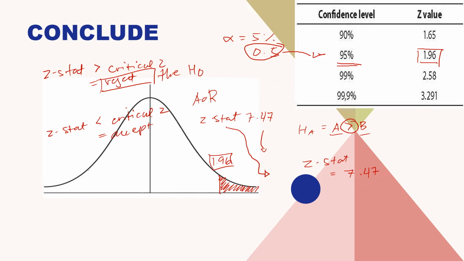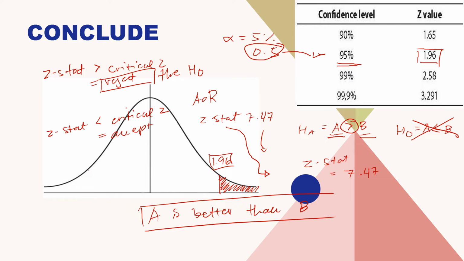Okay? And remember, our null hypothesis is A is less than or equal to B. So this is rejected, therefore A is better than B. Okay? So A is better than B. And this, ladies and gents, is our conclusion based on our statistical test.